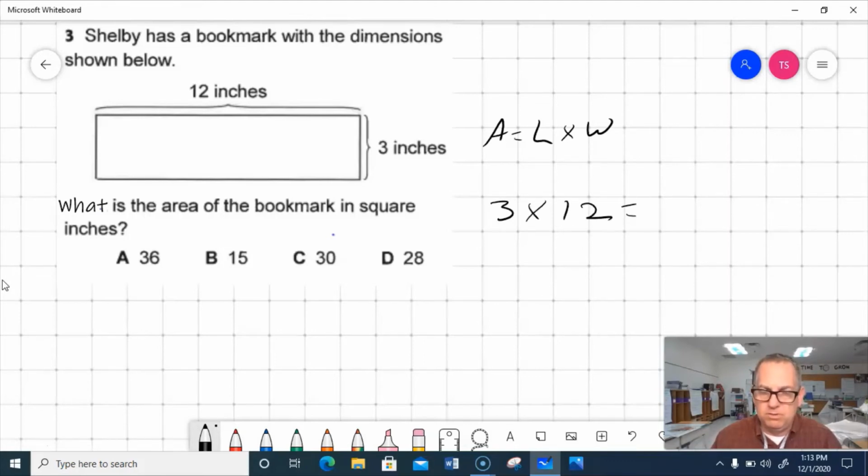A few different ways to do this. Typically in 3rd grade, we don't really memorize our 12 facts, but they're not too hard to figure out. We could go ahead and say 3 times 10 is 30. And then 3 times 2 is 6. So the area of that would be 36. That's square inches. Abbreviate square and inches. So the area of the bookmark is 36 square inches.